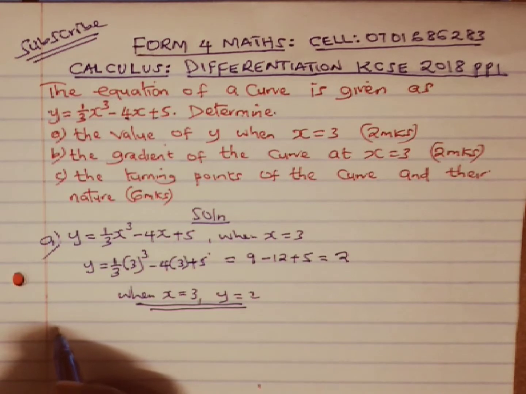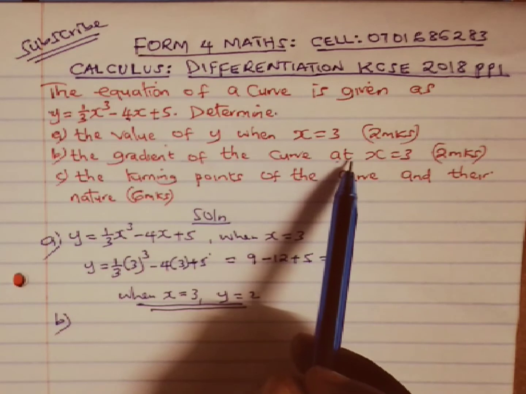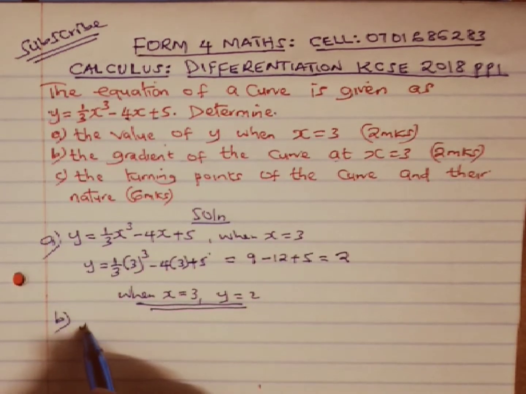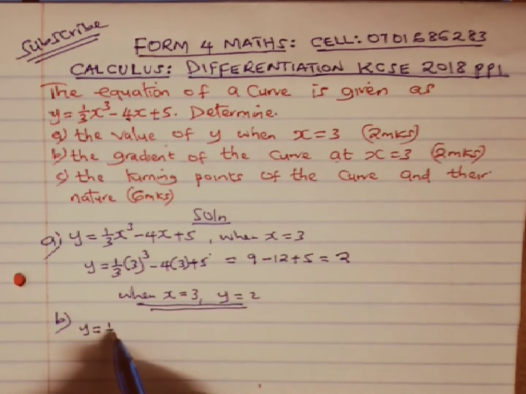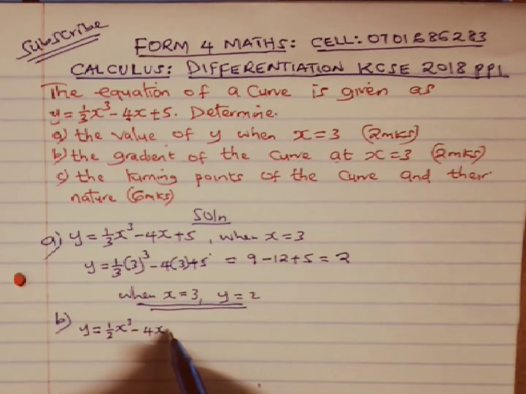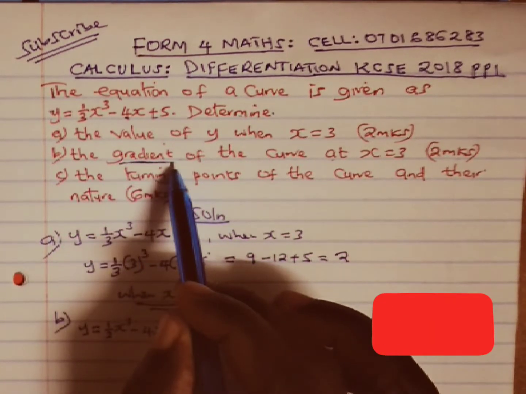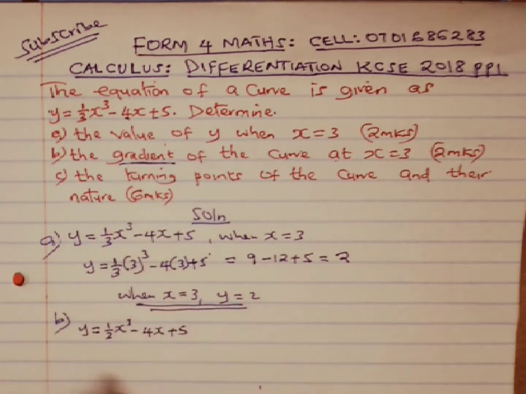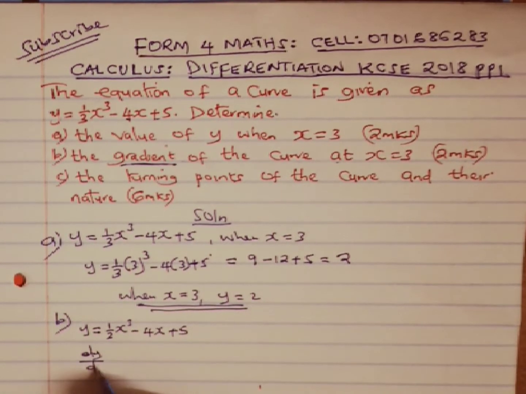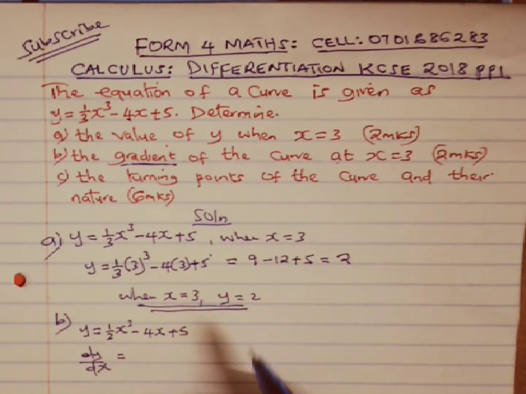We go to part B. The gradient of the curve at x is equal to 3, given the function in the form of y being equal to a third x power 3 minus 4x plus 5. And you are supposed to find the gradient. We find the gradient of a curve by differentiating the given curve, that is dy over dx will be equal to. How do we differentiate?